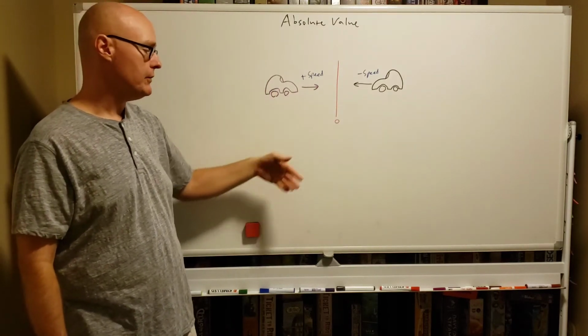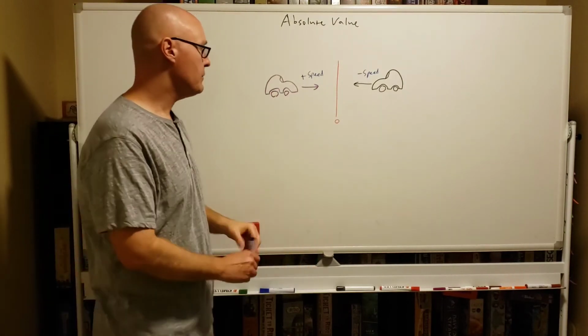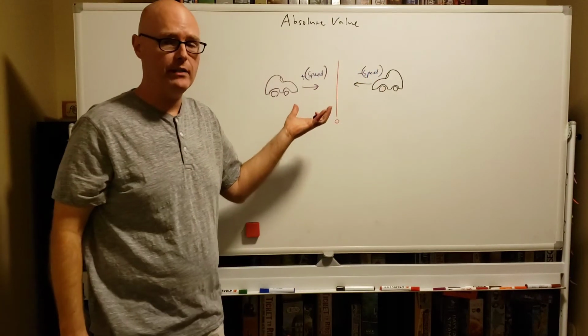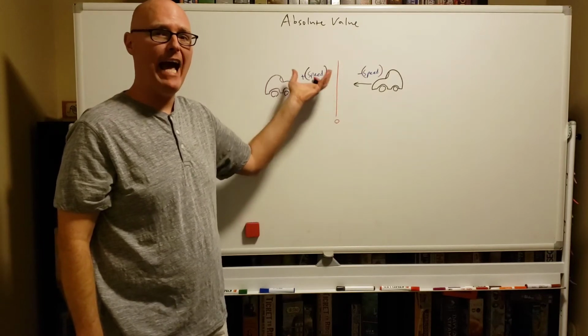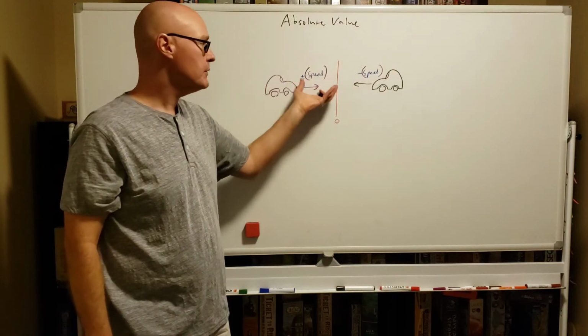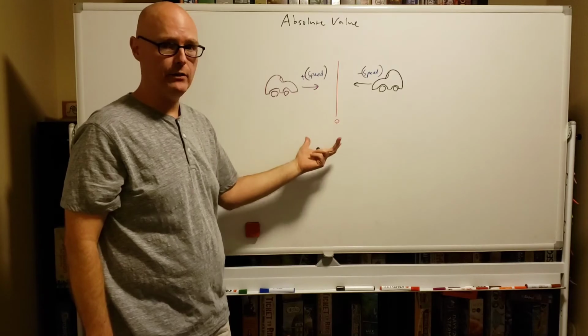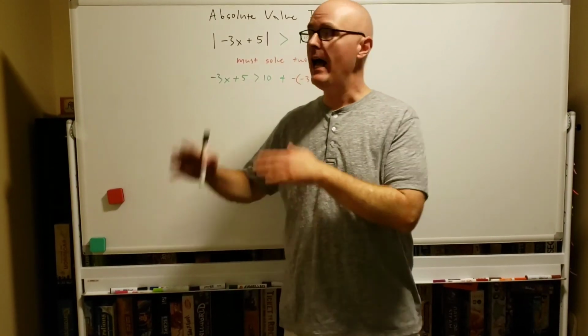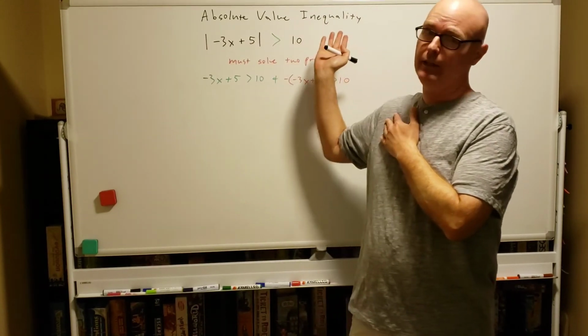So absolute value. So how do I find the absolute value? I just drop the sign. I don't care about the direction. I only care about the magnitude. That's that absolute value. So absolute value is magnitude. So let's put these two concepts together and solve for absolute value inequality.